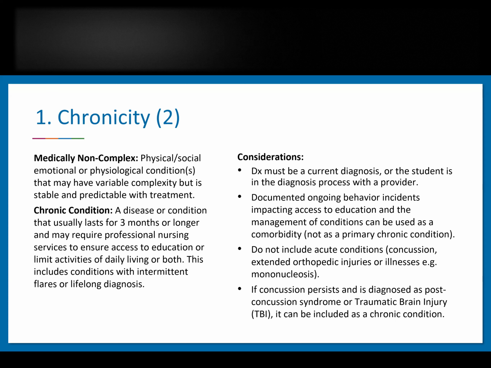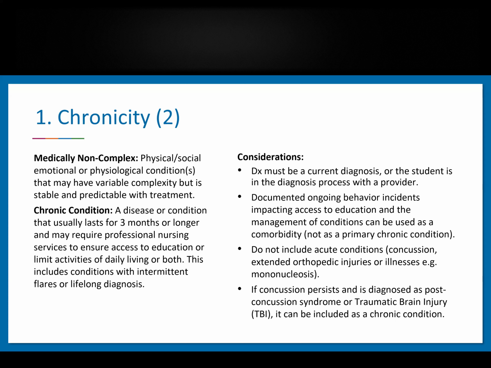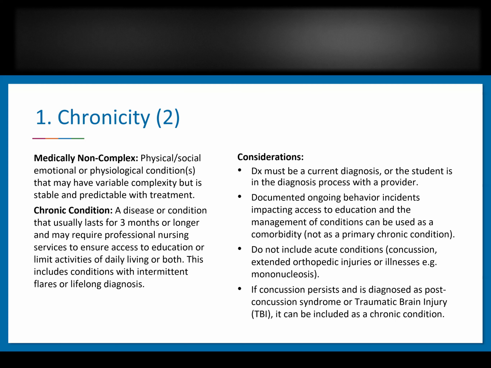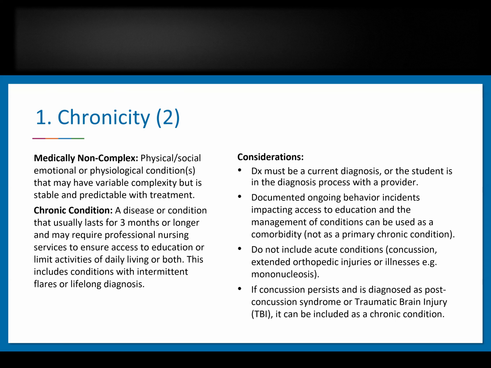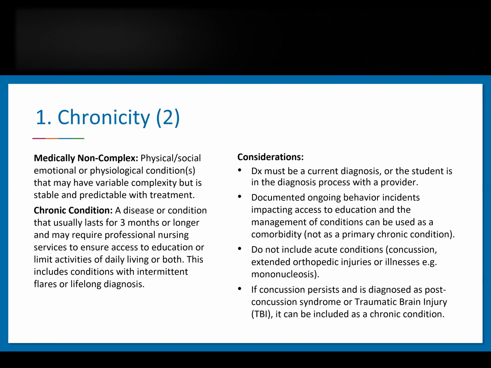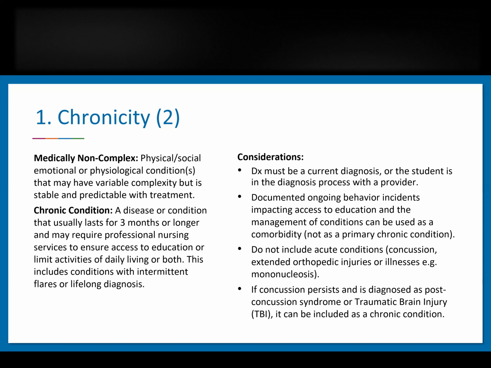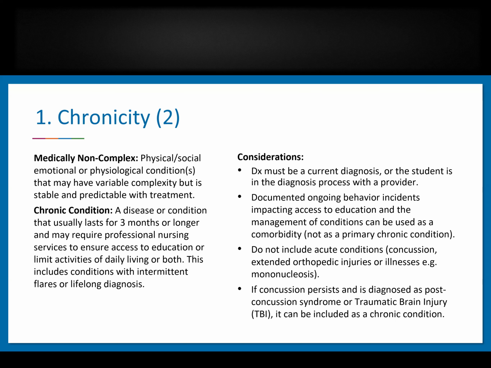A chronic condition is a disease or condition that usually lasts for 3 months or longer and may require professional nursing services to ensure access to education or limit activities of daily living or both. This includes conditions with intermittent flares or lifelong diagnoses. This question does not collect data about acute conditions. Do not include acute conditions such as concussion, significant injuries, or extended illnesses such as mononucleosis. If concussion persists and is diagnosed as post-concussion syndrome or traumatic brain injury, it can be included as a chronic condition.